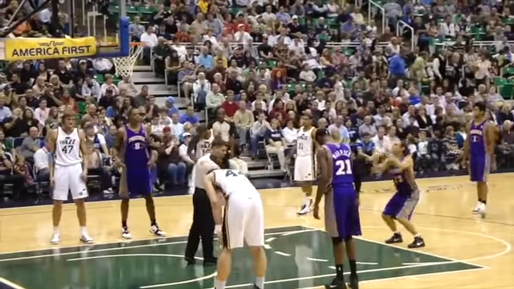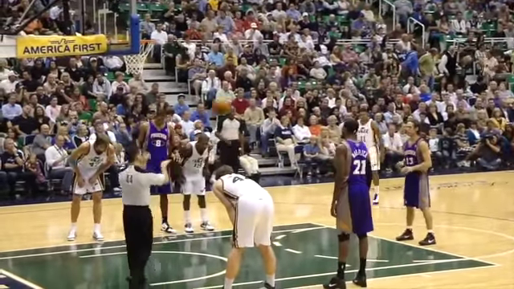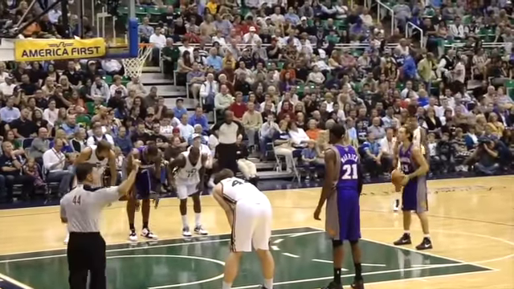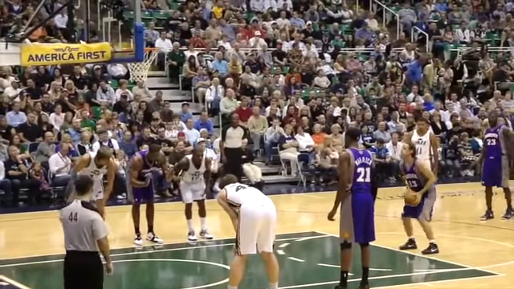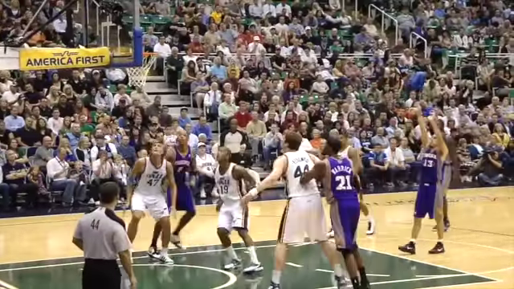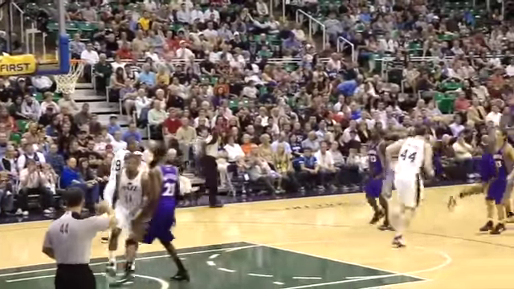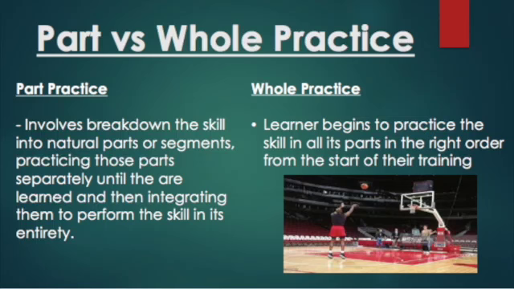In order to plan a 4-week training program for our novice, we need to structure the program so that it is specific to the learner's needs. There is no point in making them practice 3-point shooting when we want them to improve their free throw shot. Part and whole are both types of practices that can be put in place to aid a learner. Part practice involves a breakdown of the skill into its natural parts or segments, practicing those parts separately until they are learnt, and then integrating them to perform the skill in its entirety.